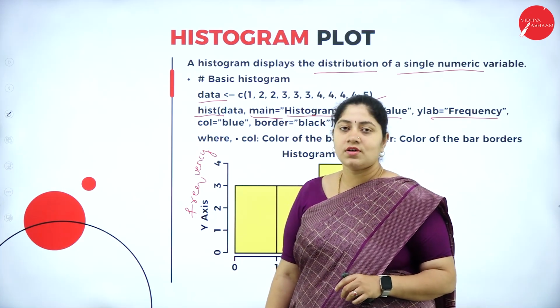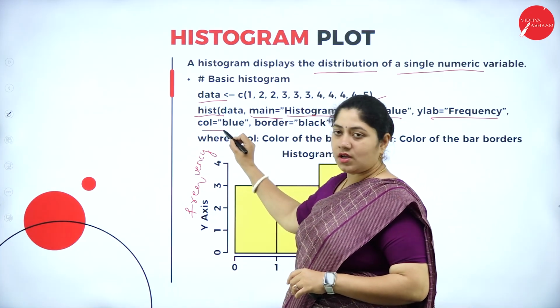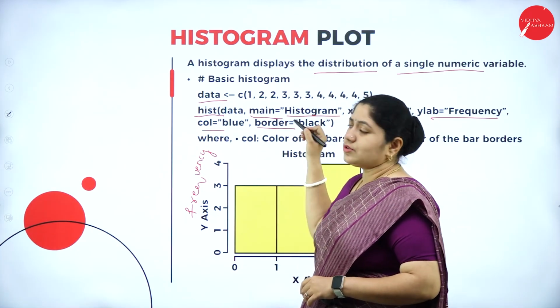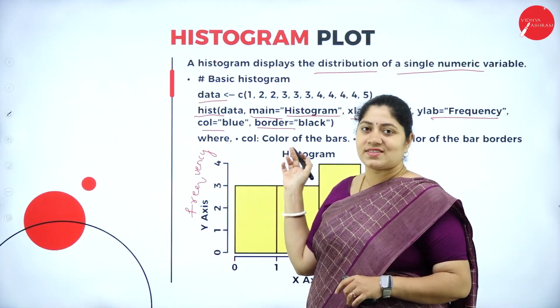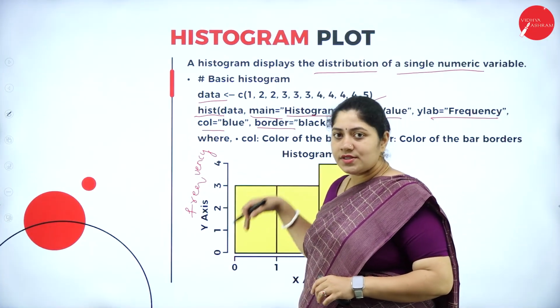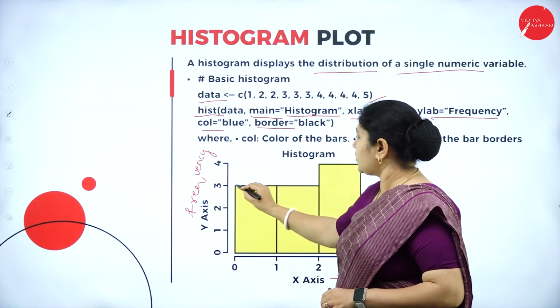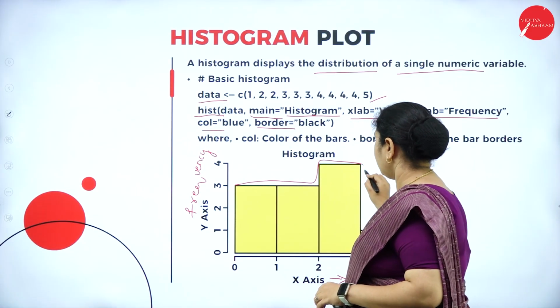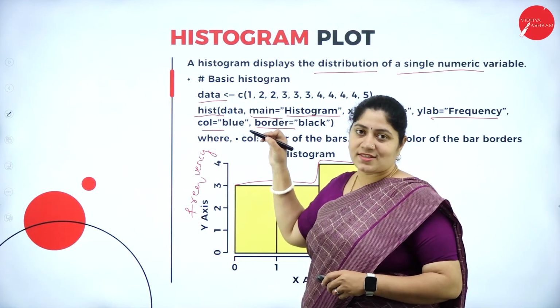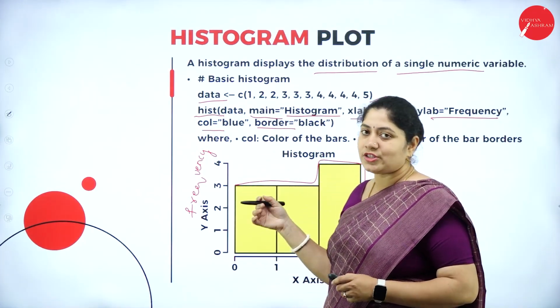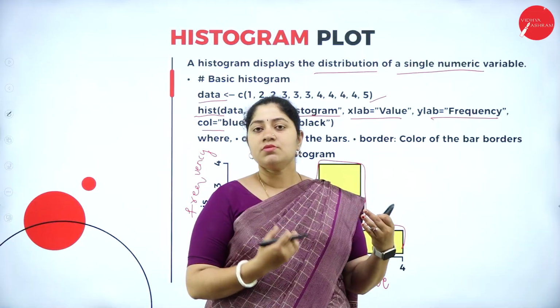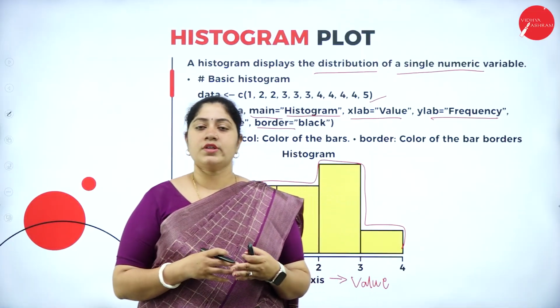Over here we also have col as well as border. What does col represent? It represents the inside color of the histogram blocks, and border represents the outside border color. This is with respect to the histogram plot. These were a few very important points in this unit.